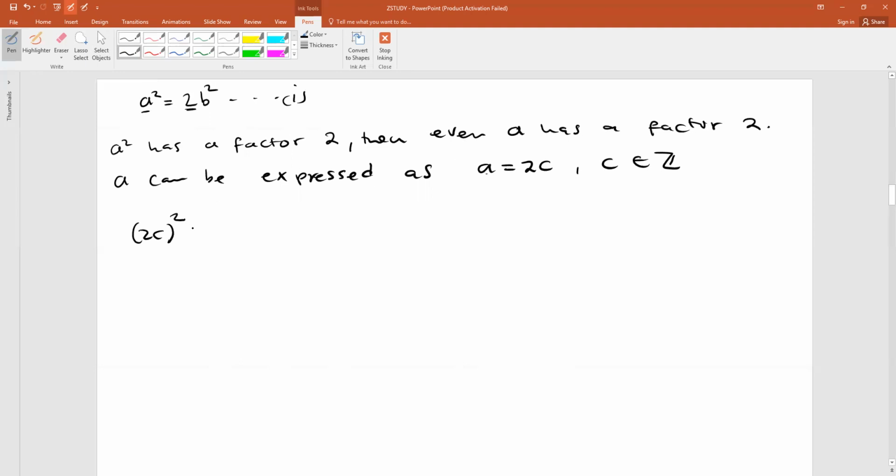So we're going to say 2c squared is equal to 2b squared. That we are going to replace from equation 1. So we substitute in equation 1. You can just say we substitute a with 2c in equation 1 to get this.